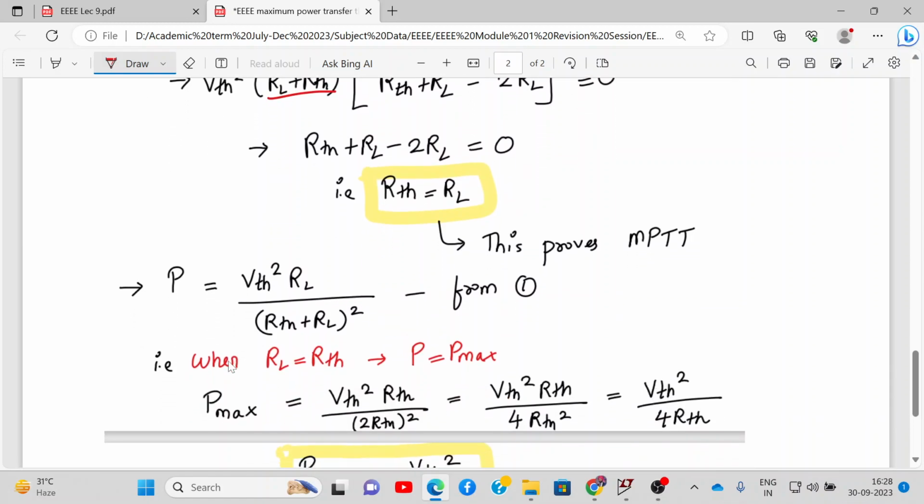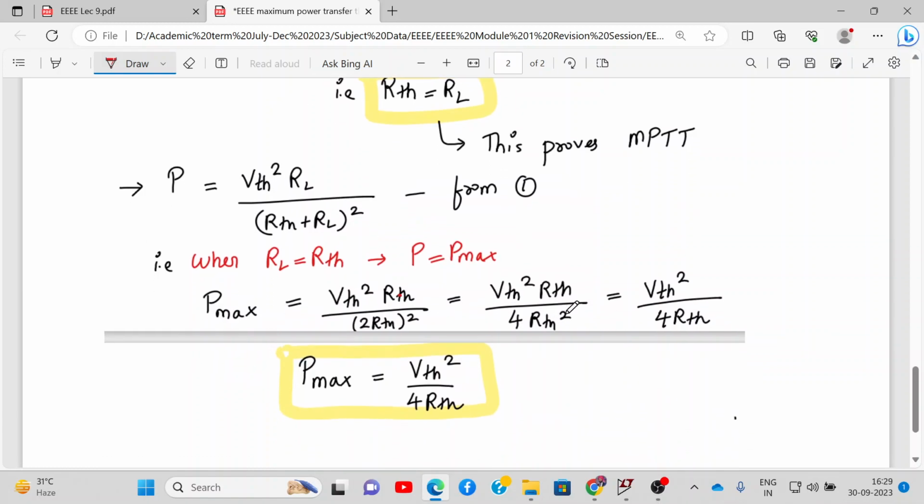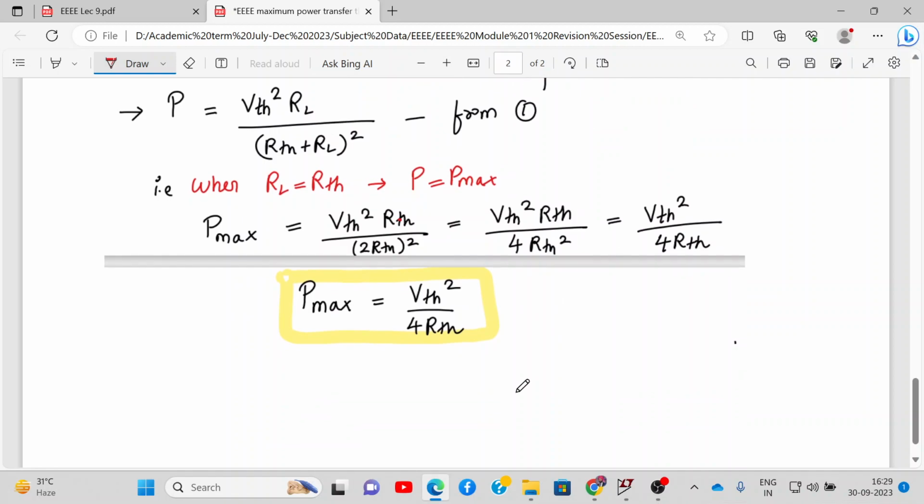And what is the power given by? VTH square RL upon RTH plus RL square. Now at maximum power RL is equal to RTH, so we substitute wherever there is RL as RTH. So Pmax will be equal to VTH square into RTH divided by twice RTH the whole square. If we simplify further, we'll get VTH square upon 4 RTH. This is the maximum power.